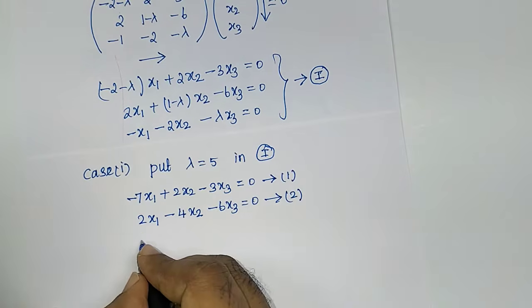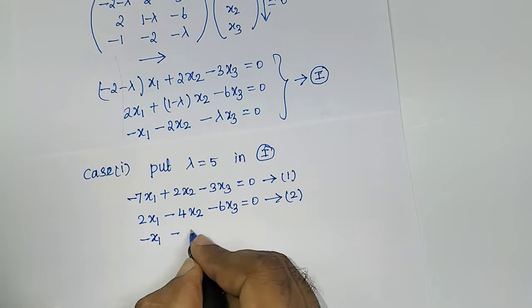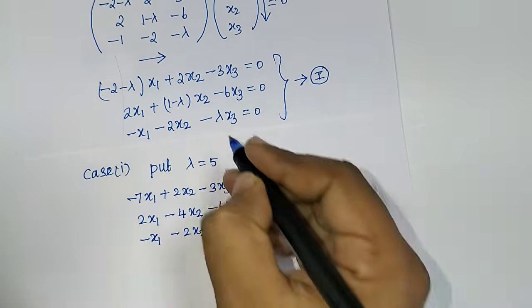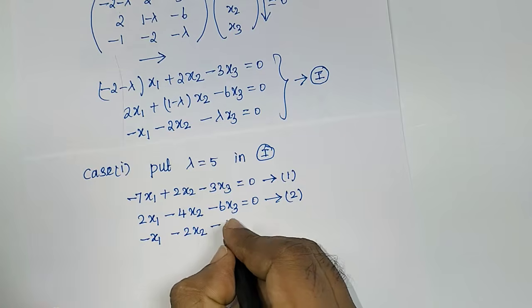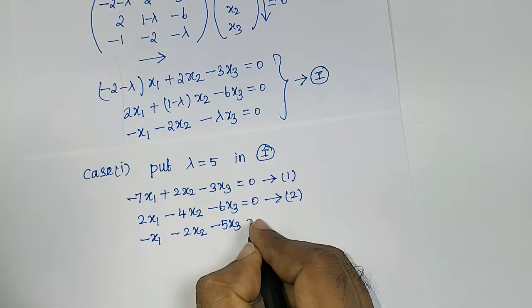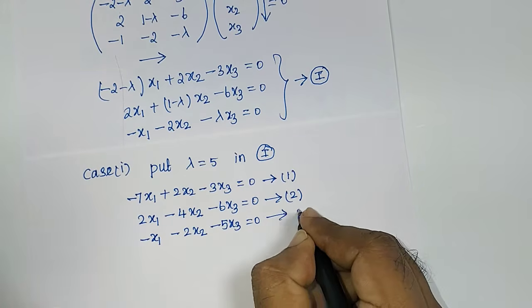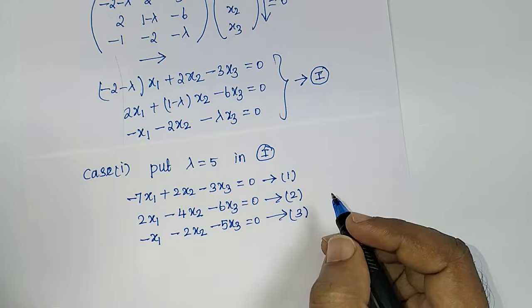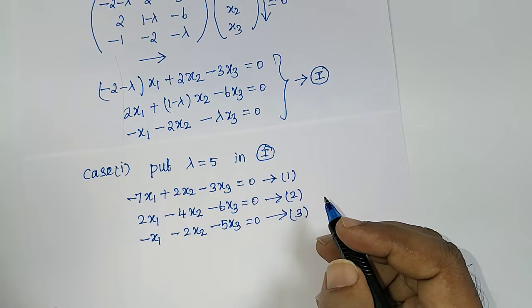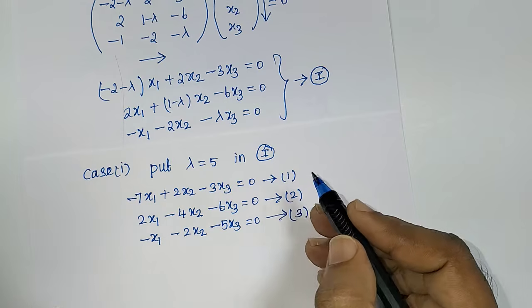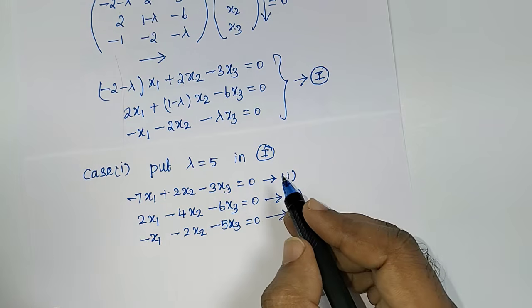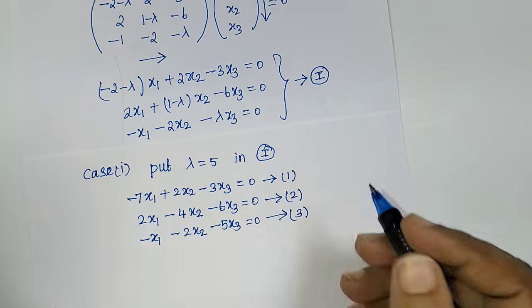And the next equation I am writing minus x1 minus 2 x2, and here I am substituting lambda equal to 5. I will get minus 5 x3 equal to 0, which is equation number 3. So first we always have to substitute the different eigenvalue. You will get one eigenvector based on that.